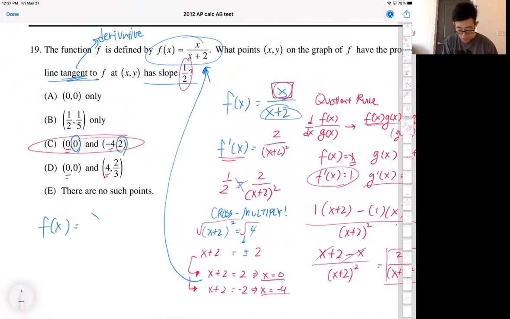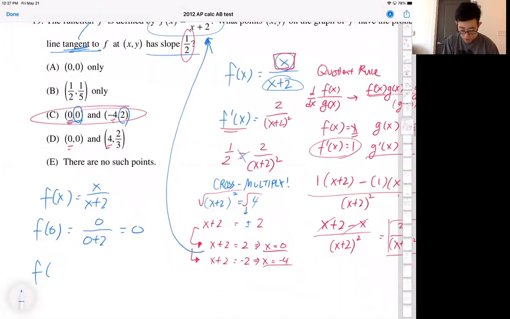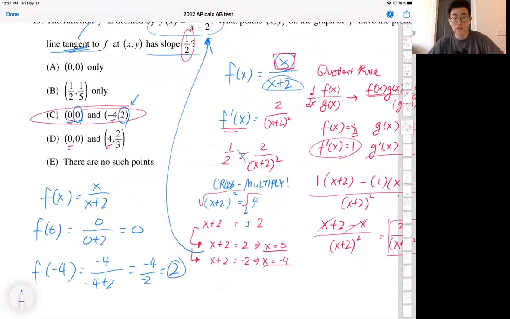Well, then I just take that and plug it into the original function. f of x equals x over x plus 2, right? So I can just substitute f of 0. 0 over 0 plus 2 gives me 0, hence 0 comma 0. f of negative 4 is negative 4 over negative 4 plus 2, negative 4 over negative 2, which gives me positive 2 for that one. And hence that's where the y value is coming from.